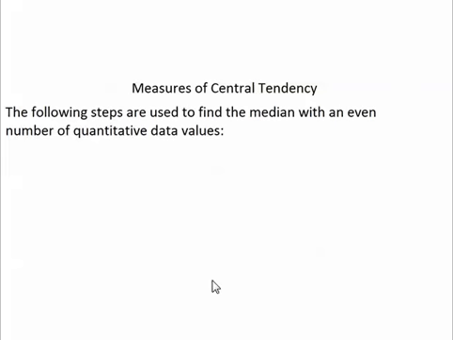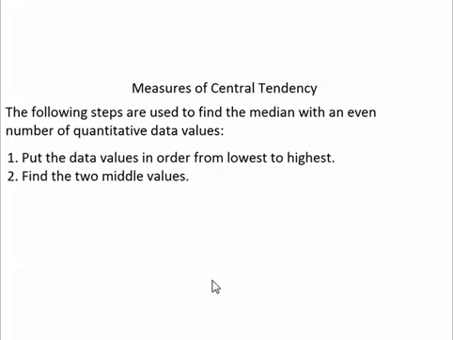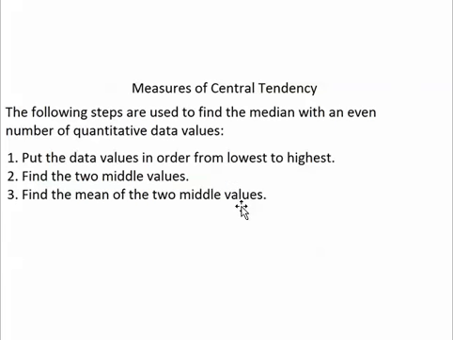Now let's find the median of an even number of quantitative values. When you have an even number of values, there's actually another step that you have to go through. You still have to put the values in order from lowest to highest, but then you have to find the 2 middle values, because if it's an even number of values, there isn't going to be just one middle value, there's going to be 2 middle values. So what you have to do to get the median is find the mean of those 2 middle values.